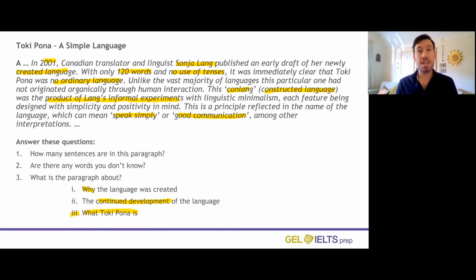So by using that detailed reading strategy, we haven't had to read every word. You've just read the first two sentences, the last sentence, and you've just looked at some of the most important words in the middle. And by doing that, we can already answer this matching headings to paragraphs question.